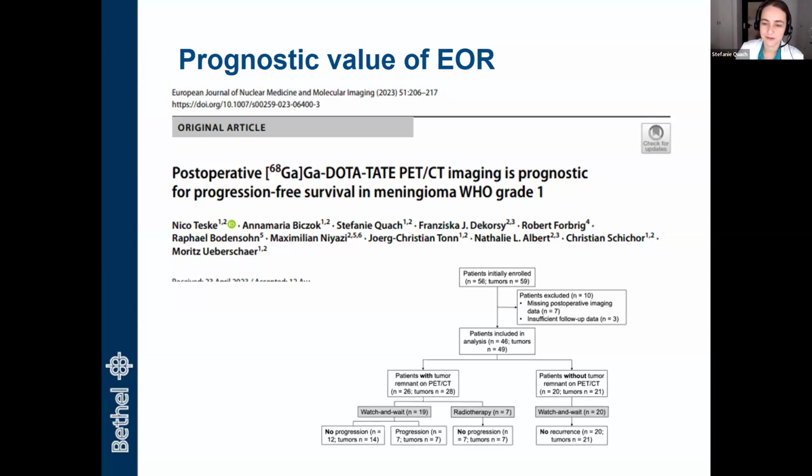And it could include 46 patients with 49 tumors, and divided it into patients with a tumor remnant on PET-CT, 26 patients, and 20 patients without tumors on PET-CT post-operatively. And those were followed up with watch and wait. And among the patients that had a residual tumor on PET-CT, 7 received radiotherapy immediately after resection, and 19 had a watch and wait approach. Among these, 7 tumors showed progression.